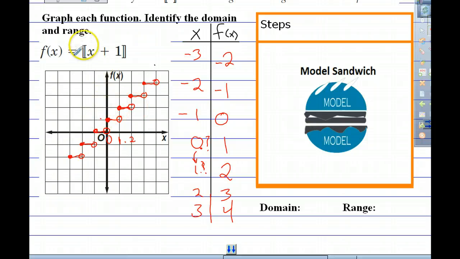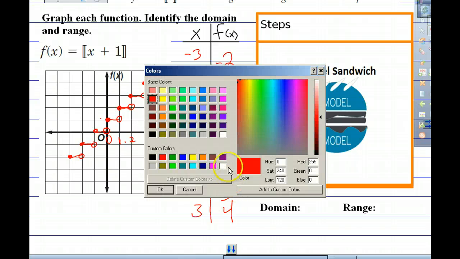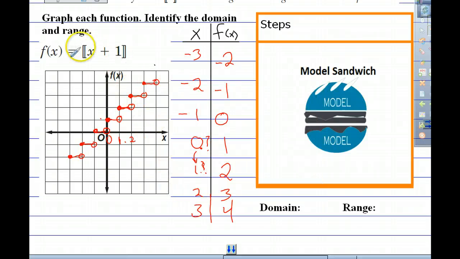Alright, what if this was the equation right here? What if this is just f of x equals x plus 1? How would you graph that? Yeah, plot the points. What's the slope here? 1 over 1.